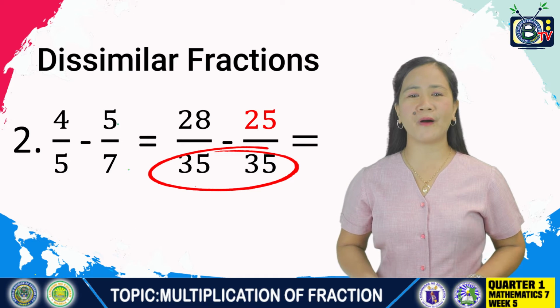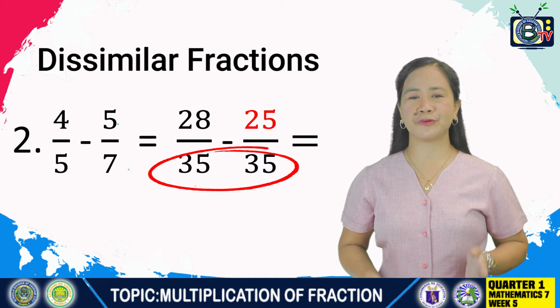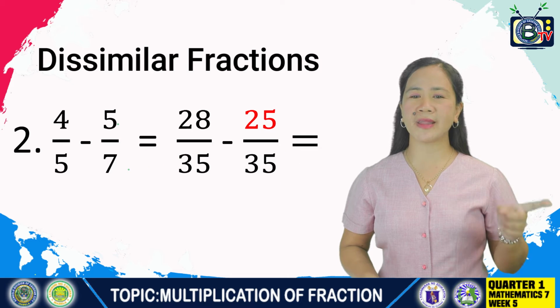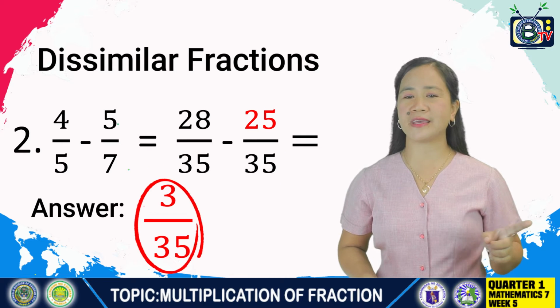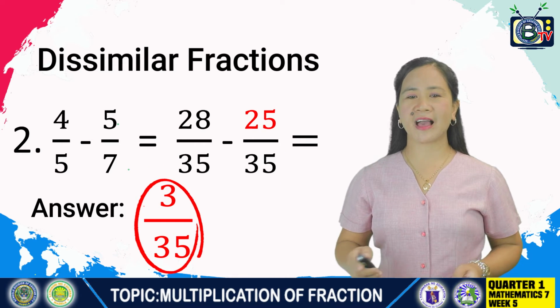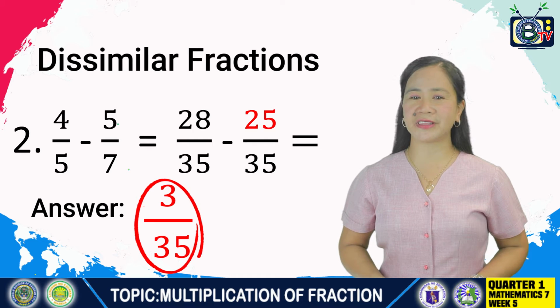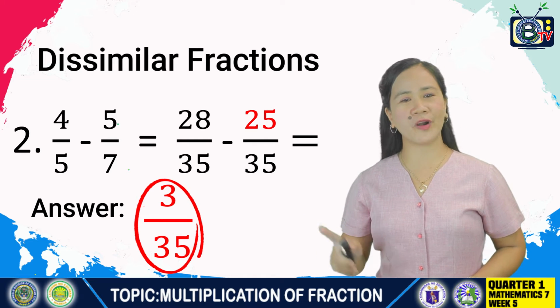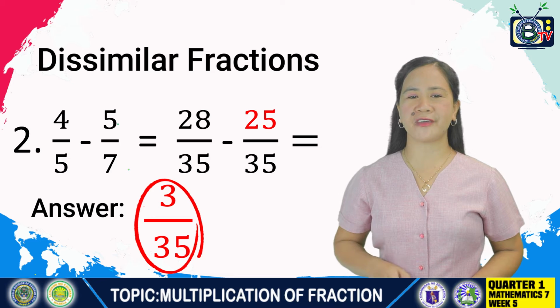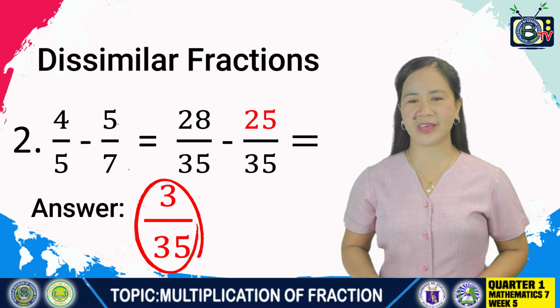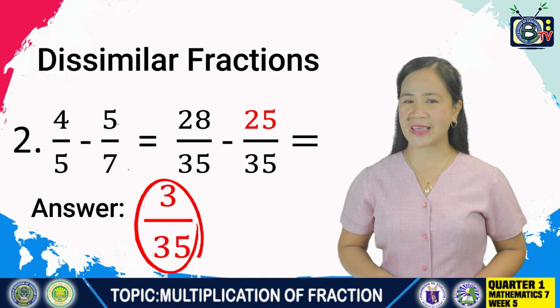So very simple, follow the rule. Subtract the numerators. 28 minus 25 is 3. Then, copy the common denominator 35. Therefore, the difference of 4/5 and 5 over 7 is 3 over 35.